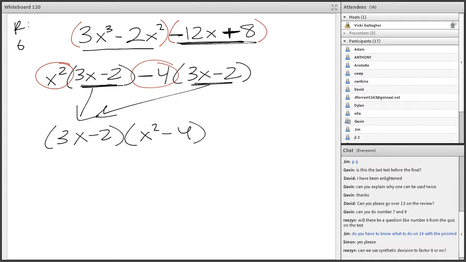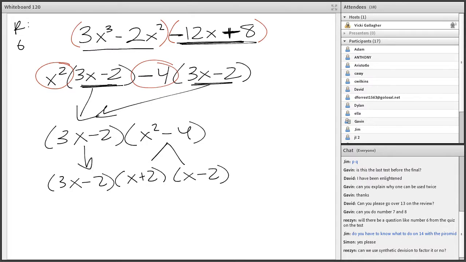In this particular problem, this can be factored more. This is called a difference of squares. So we can square root both numbers and do one with a plus sign and one with a minus sign. This is just still part of the problem. And so this is factored. And if I wanted my answers, I get 2/3, negative 2, and positive 2.